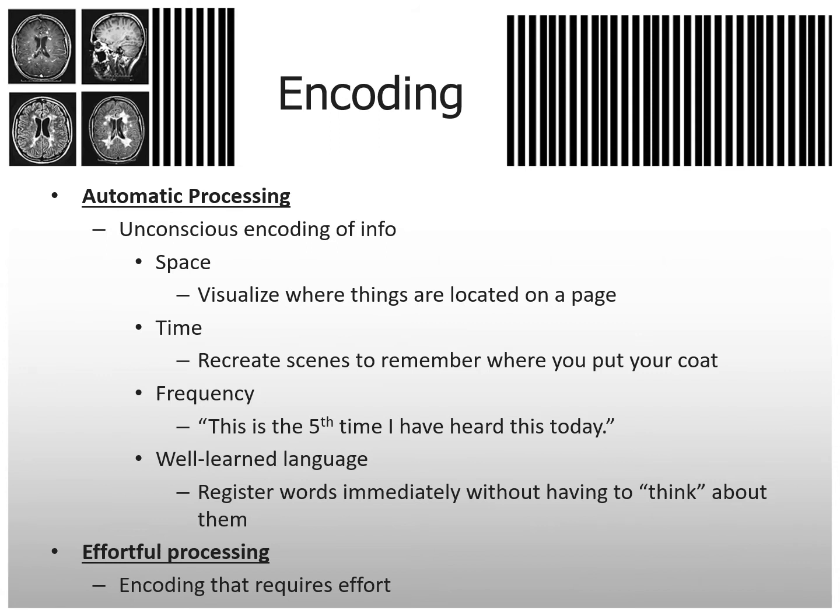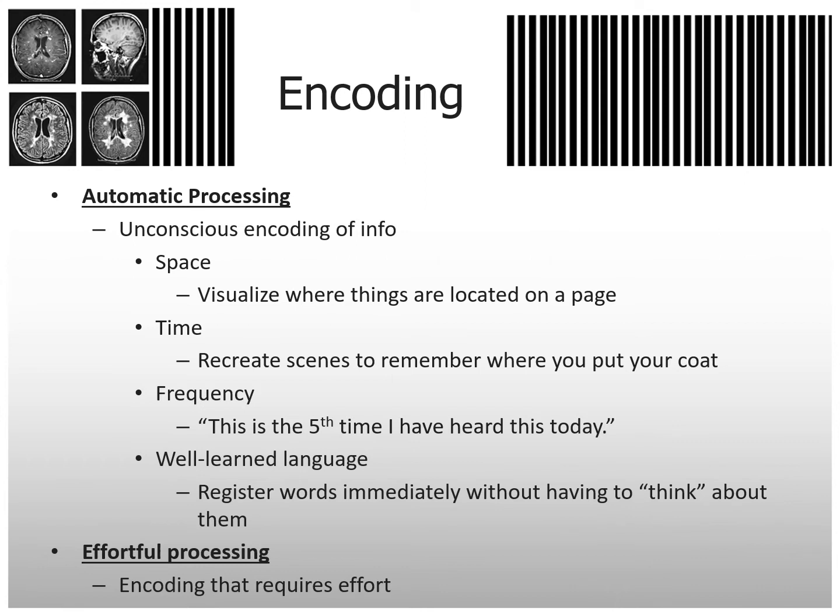So we talked about automatic and effortful processing. Automatic processing is unconscious encoding of information, so you do it without even realizing it. Usually automatic processing can be broken down into space, time, frequency, and well-learned language. With space, we're talking about where you visualize things are located on a page. A lot of times you do this without even realizing it. Let's say you're trying to remember something that you read from the textbook, and you might not be able to remember exactly what it is, but you're like, oh, I know it's right there, on that left-hand side of the page.